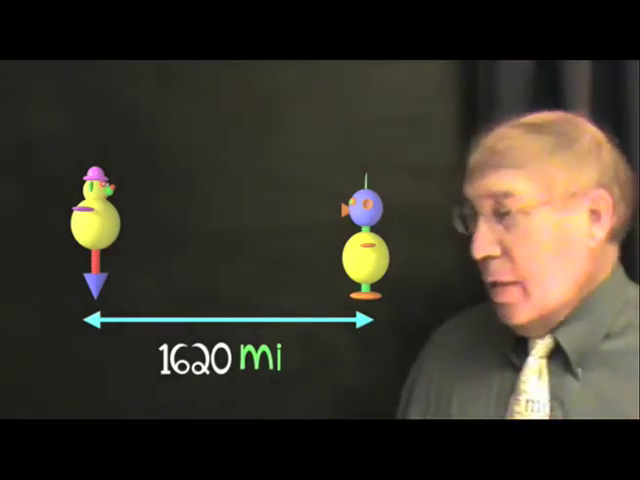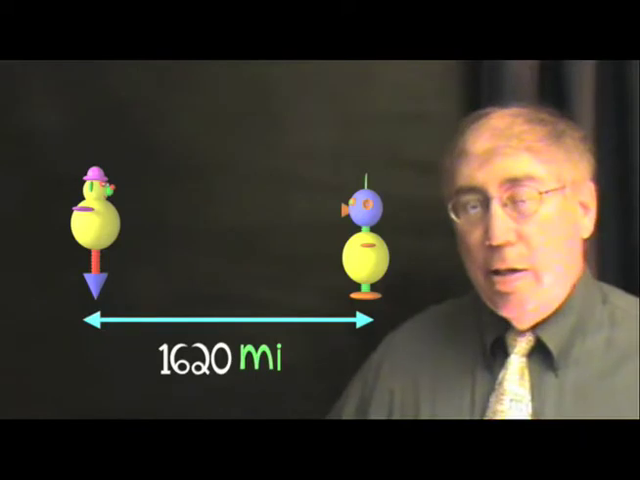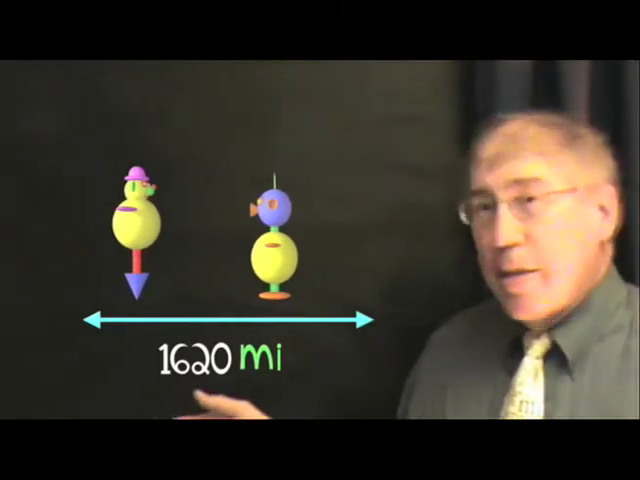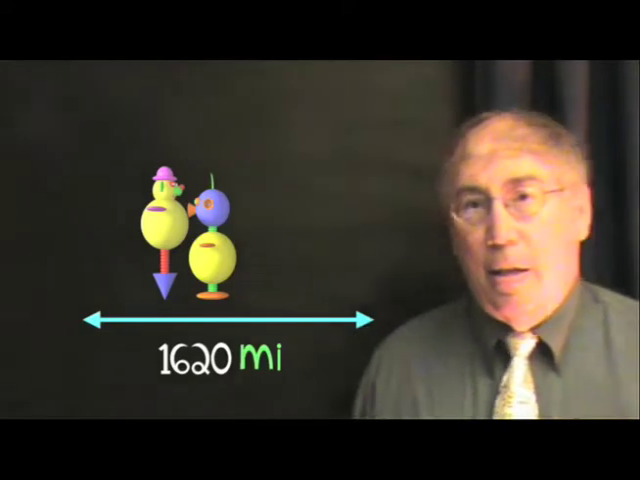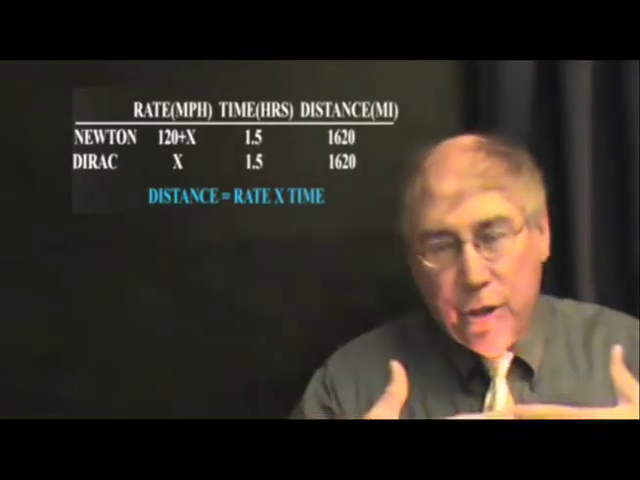Now our next problem involves Derek on our left here and Newton on our right, and they're traveling towards each other, and they're 1,620 miles apart. And it so happens that Newton is traveling 120 miles per hour faster than Derek. We want to know their speeds when they actually meet.